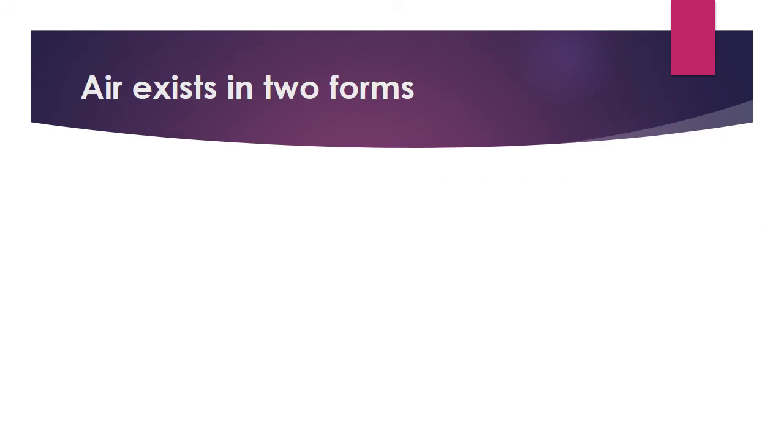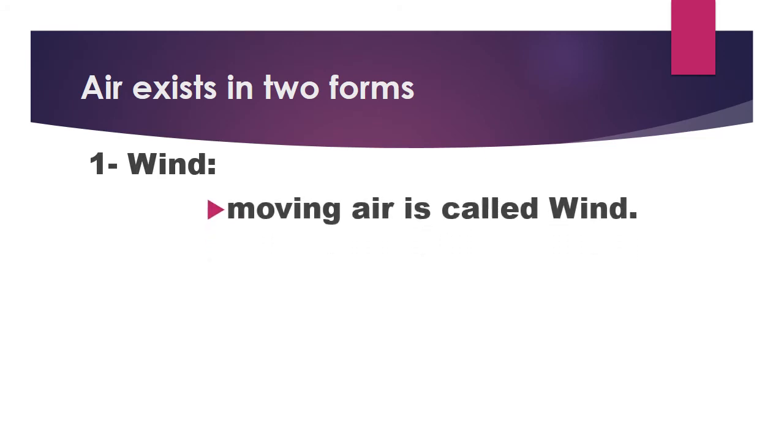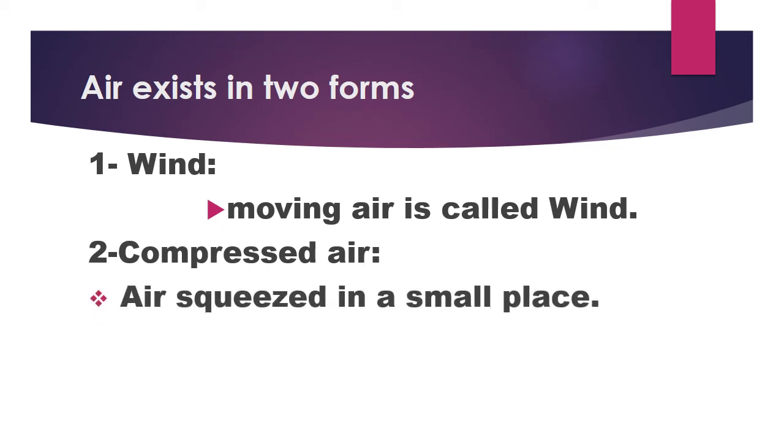Air exists in two forms. The first form is wind. Moving air is called wind. The second form of air is compressed air. When air is squeezed in a small place by pressure or by some external force, it is called compressed air.